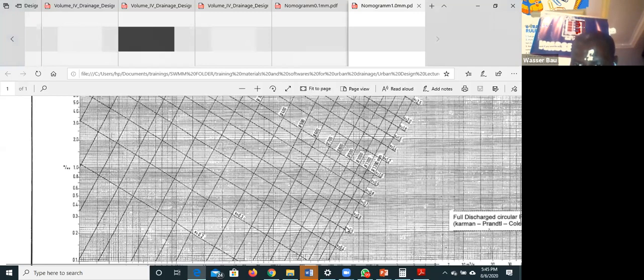Okay, so now 540 is somewhere here. So we read it against 2. Reading against 2 is getting me to somewhere here. So the pipe size is now 800 mm. I'm getting 800 mm. Look at it, 800 mm. Okay, so this is 800 mm. That's what I got.